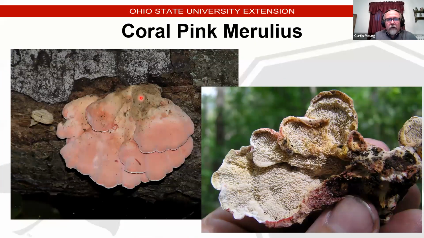Interesting one that I find on old beech logs on a regular basis, the coral pink morels. It's a very rubbery type of shelf fungus. Only find it late in the season. In fact, fresh specimens are found right now. And on the undersurface, it has this wrinkled appearance to the spore-producing surface.